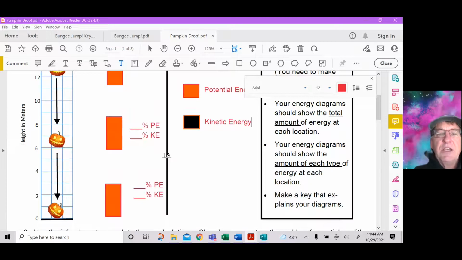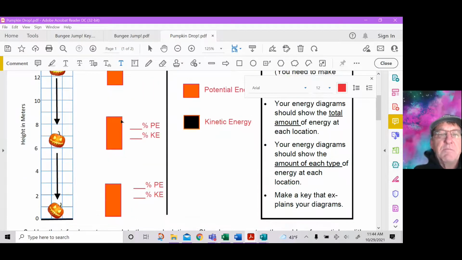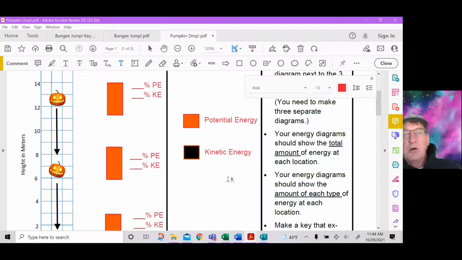There's the beginnings of the energy diagrams, but you have to fill in the blank percentages, and you have to modify these 2 energy diagrams at the bottom to be correct. So please pause the video until you've finished those things, and then come back. And we'll pick it up where you left off.